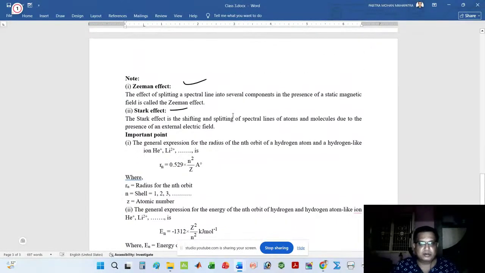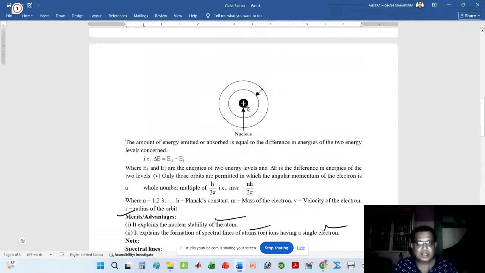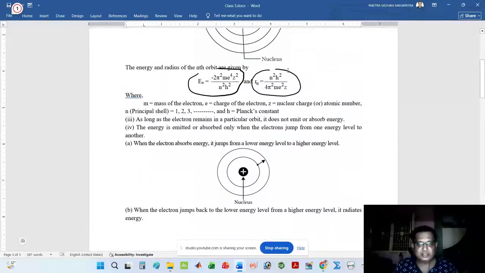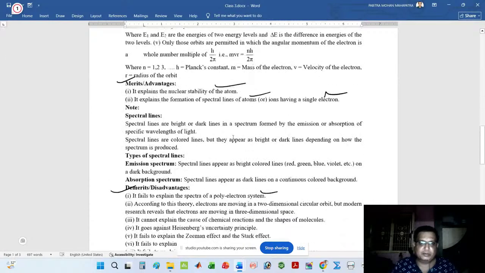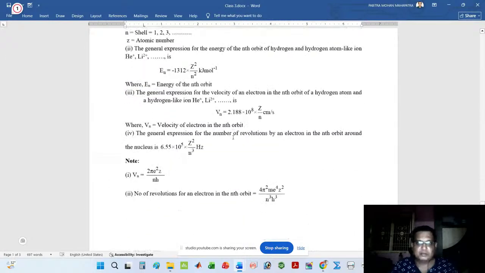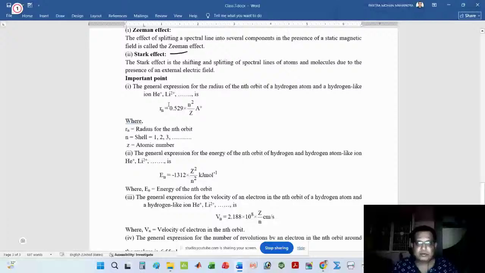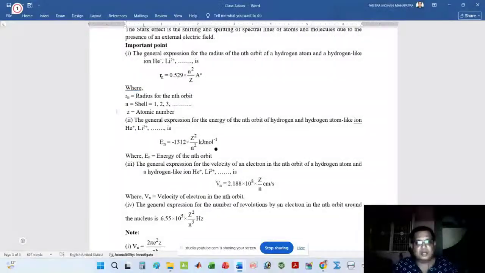Next, I have also covered some important points. Actually, we know the actual formula of Rn is n square h square divided by 4 pi square m e square z, which is equal to Rn. But if you think about atoms or ions, we can find the general expression for the radius of the nth orbit of a hydrogen atom and hydrogen-like ions, He plus, Li2 plus. This is the general expression.